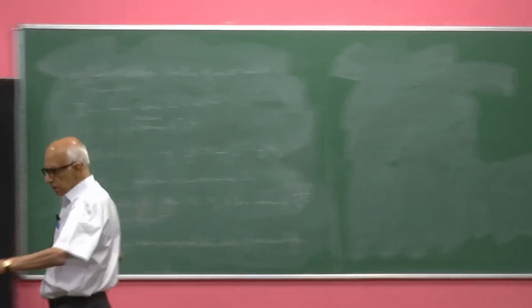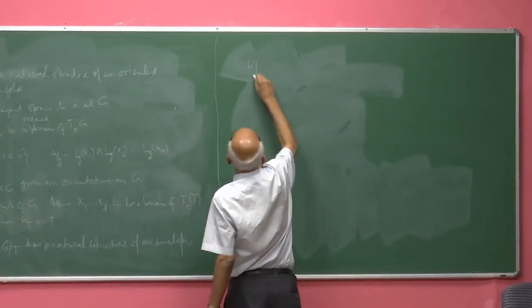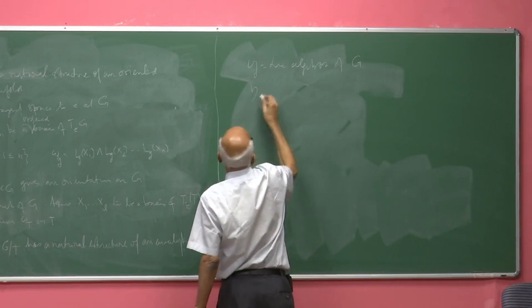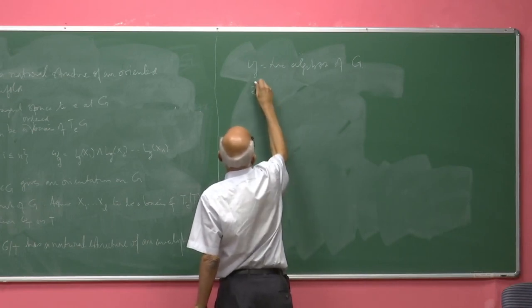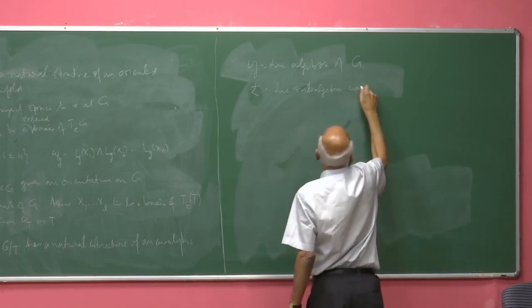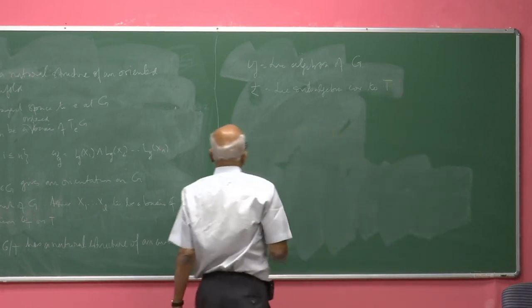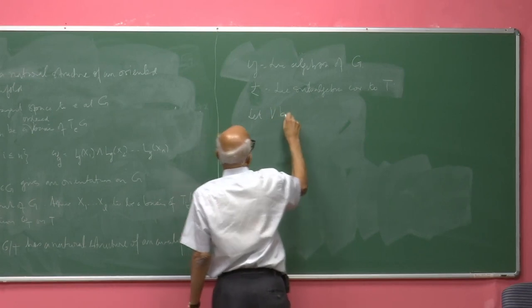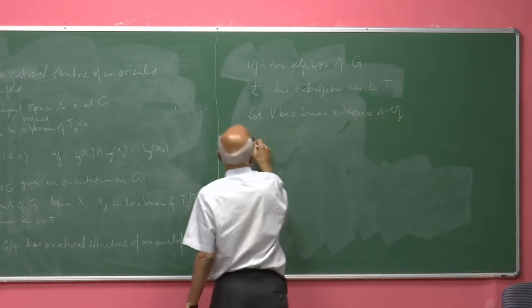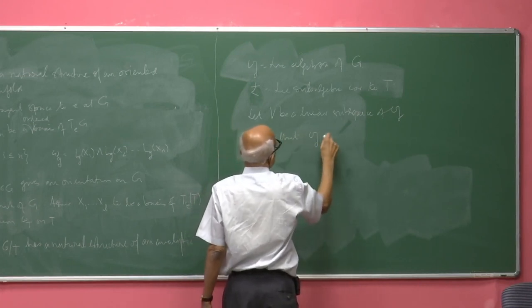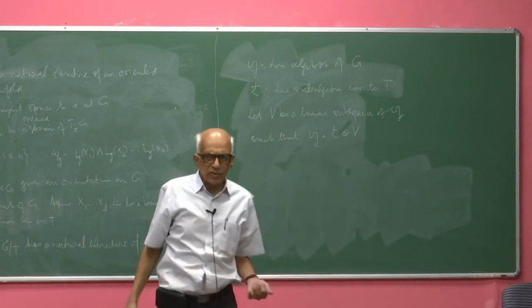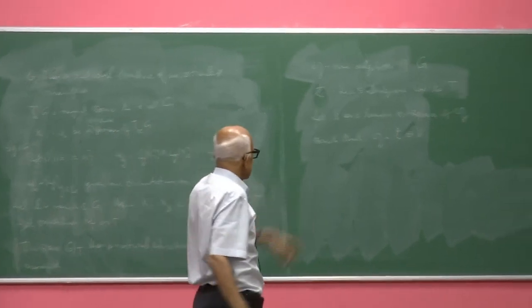The first remark is that to take G be the Lie algebra of G, and let us denote by T the Lie subalgebra corresponding to H. Now let V be a linear subspace of G such that G equals the direct sum of T and V. There is always a supplementary subspace V to any subspace. So look at this decomposition.